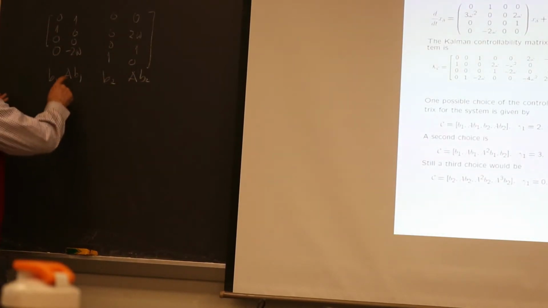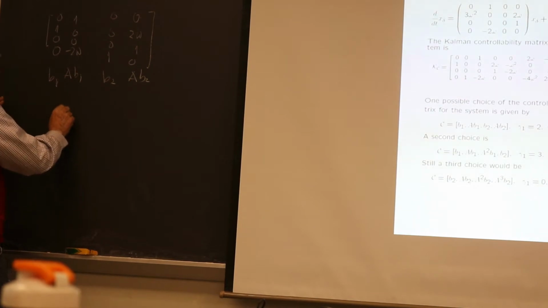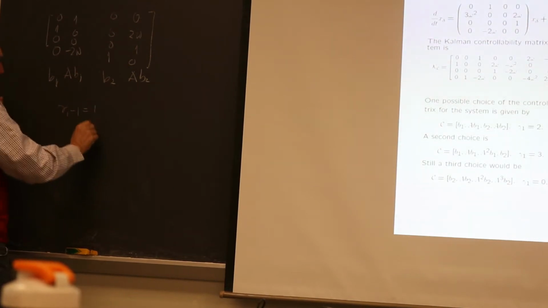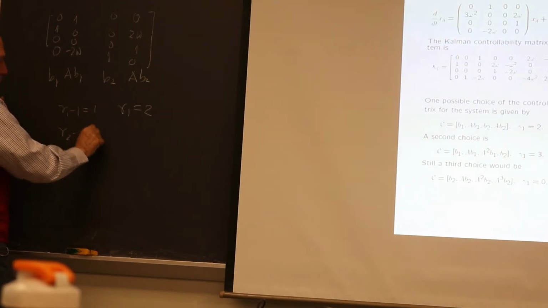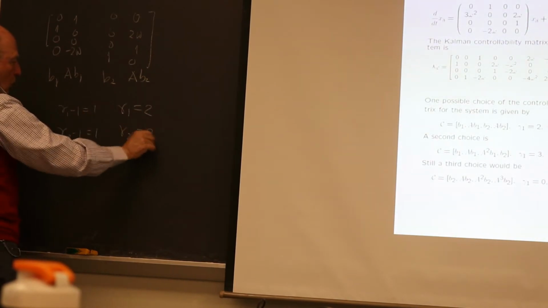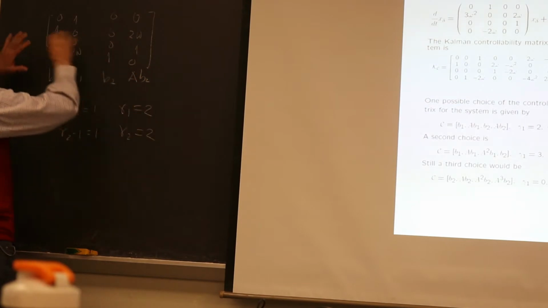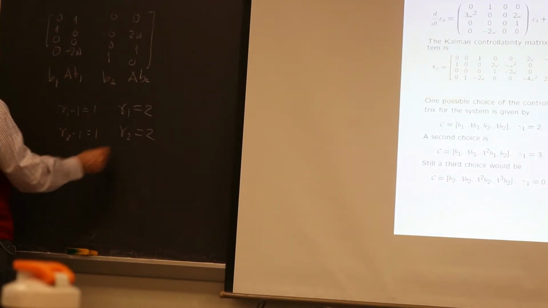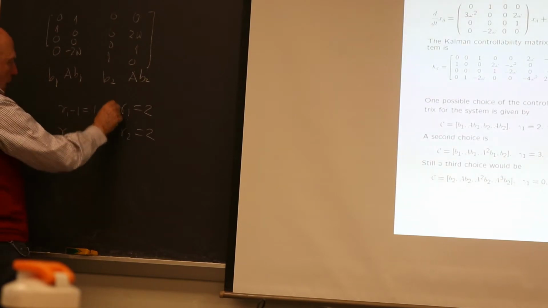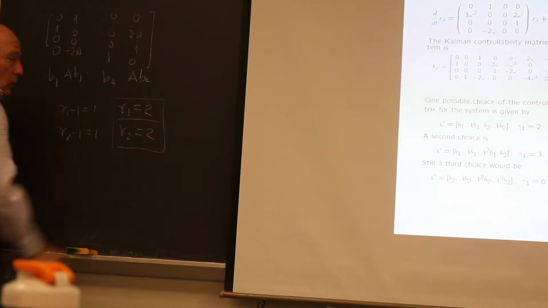Okay, so from here the power of A reaches gamma 1 minus 1 is 1, so gamma 1 is 2, and gamma 2 minus 1 is 1, so gamma 2 is 2. 2 and 2 is 4. 4 is the dimension of the system. This is a nice controllability matrix, and the Kronecker controllability indices are gamma 1 and gamma 2 equals 2 and 2.